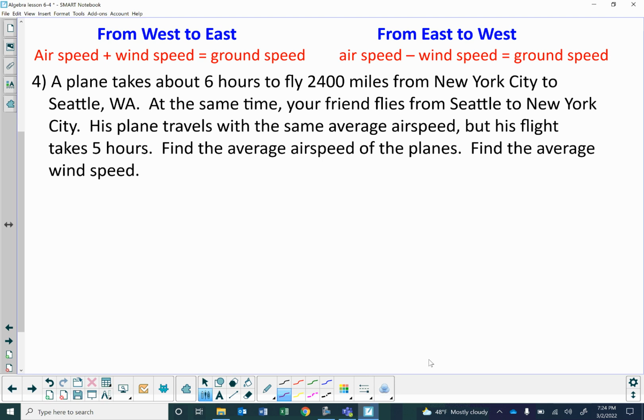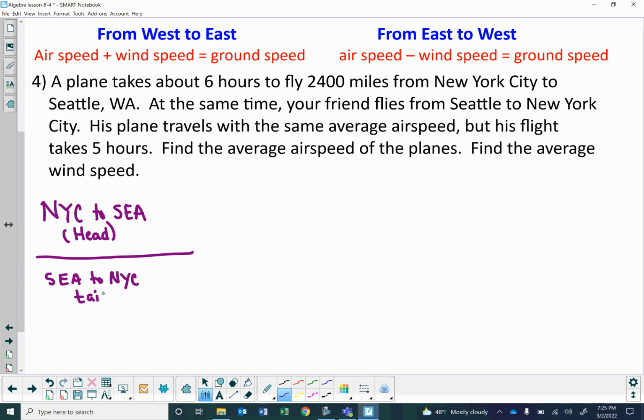Okay, so from New York City to Seattle, this would be a headwind, excuse me, just in case you didn't know that. From Seattle to New York City, that's a tailwind. Remember making these lovely distance, rate, time tables? We're going to do it again. Distance, rate, time.